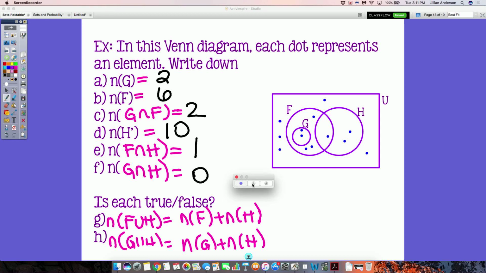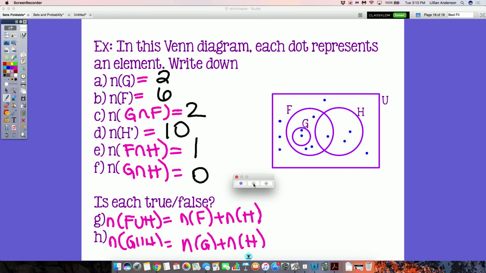True or false? It's asking you, is the number of elements in F union H equal to the number of elements in F plus the number of elements in H? Okay, I'll give you a few seconds to think about this one.